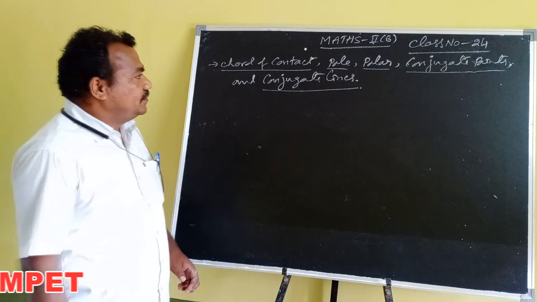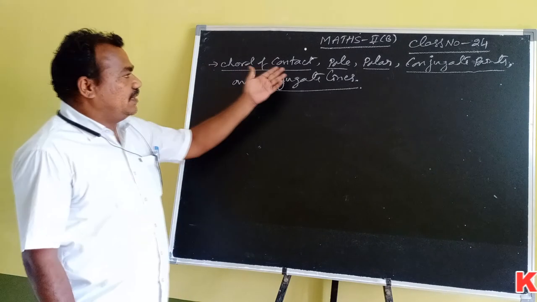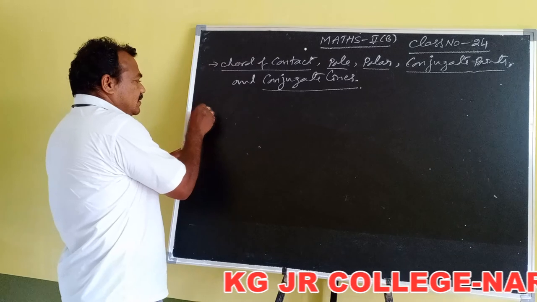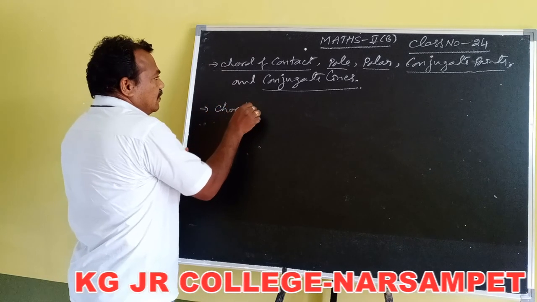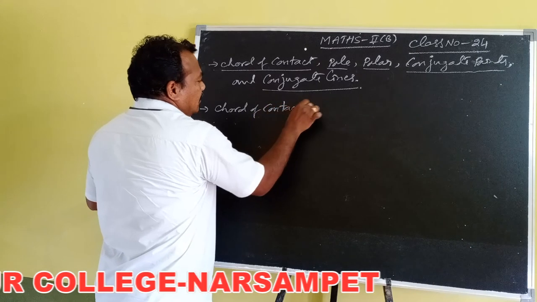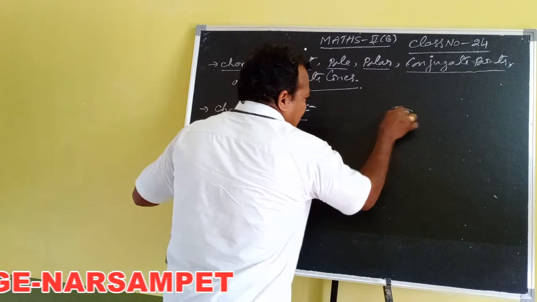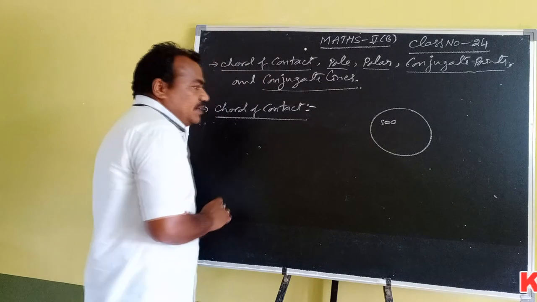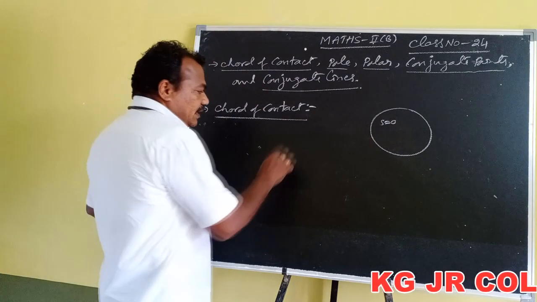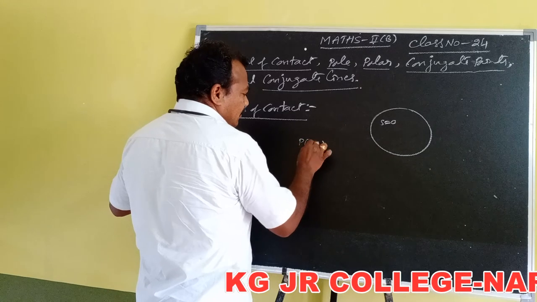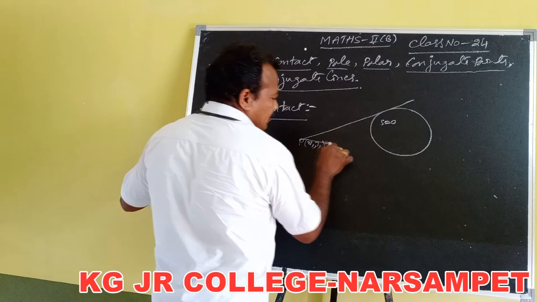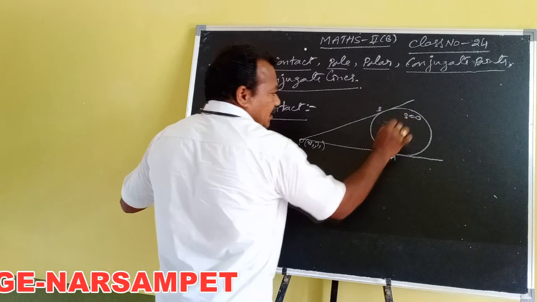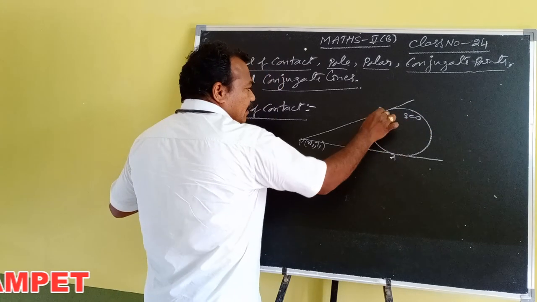Students, now we are explaining the chord of contact and the pole and polar, conjugate points and conjugate lines. First we are discussing the chord of contact. So students, here this is the circle S = 0. From the external point P(x1, y1), we can draw two tangents to the circle. These are PA and PB. Here A and B are the points of contact.